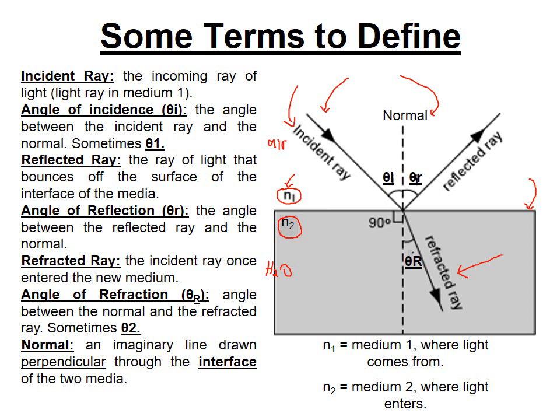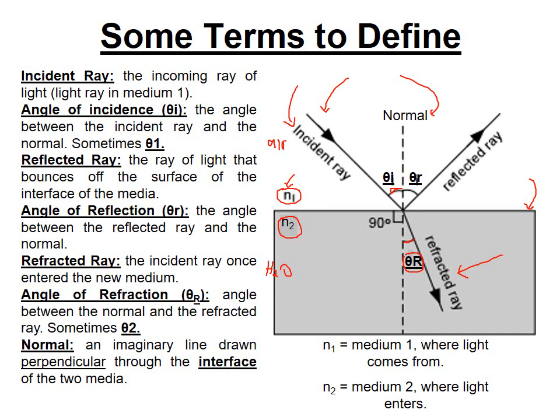The angle in between the incident ray and the normal is called the angle of incidence, theta I. The angle between the refracted ray and the normal is called the angle of refraction because it's the refracted ray and the normal making that angle.